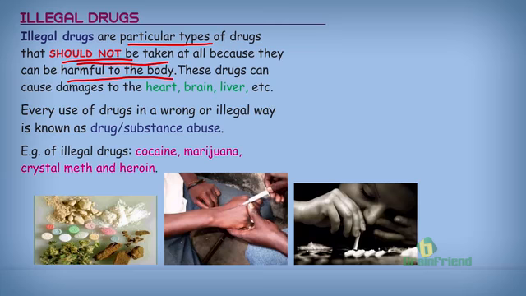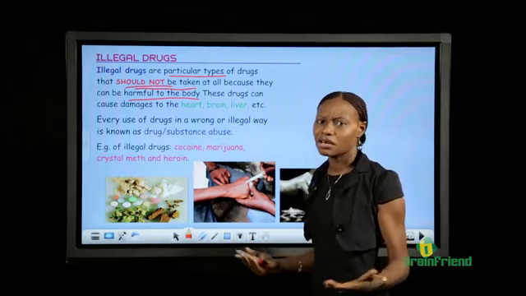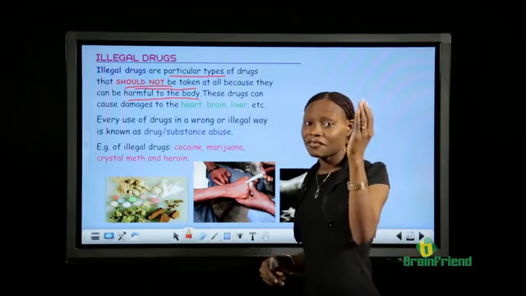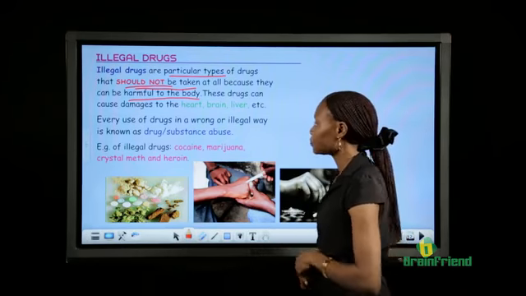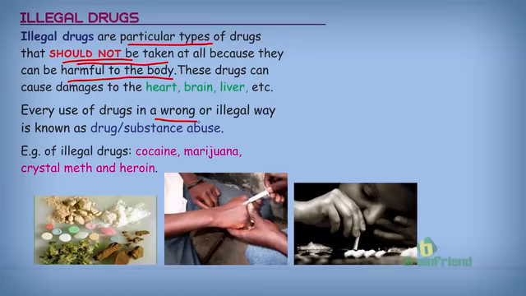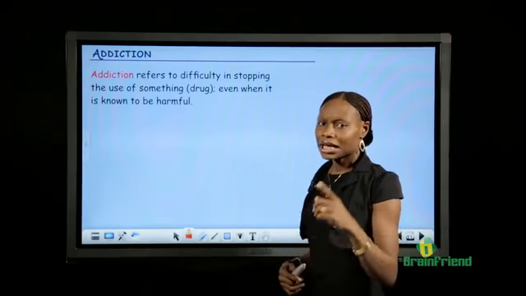Sometimes they may cause damages to our hearts. They may also cause damages to our livers, our organs generally. Sometimes they affect the way our brains work. So these drugs should not be taken. Every drug used in the wrong or illegal way, we can say that it is known as substance abuse or drug abuse. Some examples of illegal drugs include cocaine, marijuana, crystal meth, heroin. Most times, these illegal drugs can be addictive.